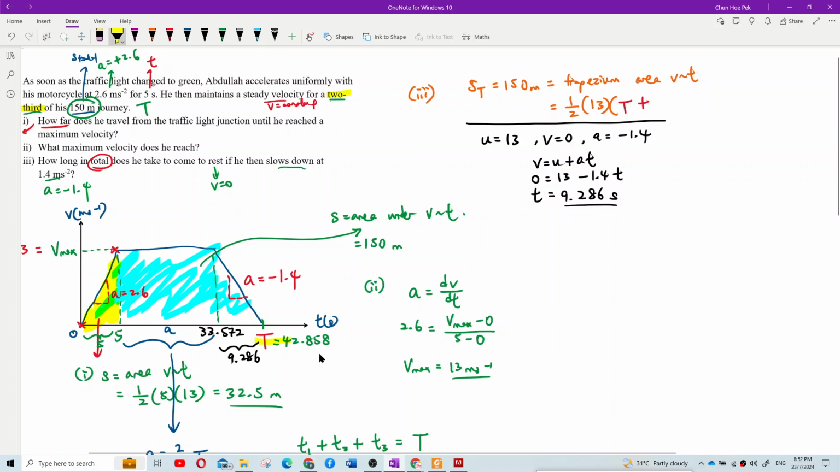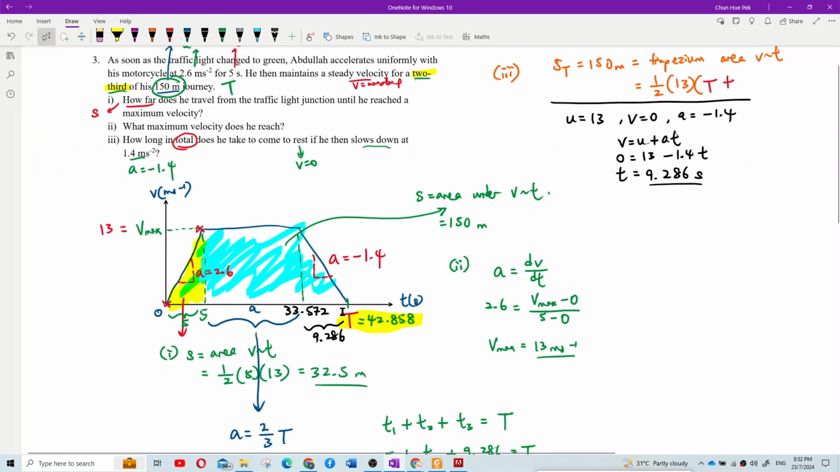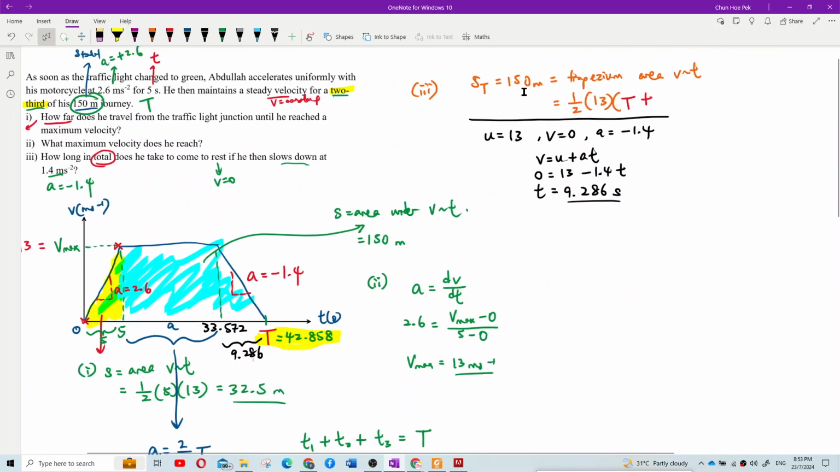Actually, I don't need to. How long does it take? We already got the answer. We don't need to find this time also, unless you want to find the area, or area also 150.